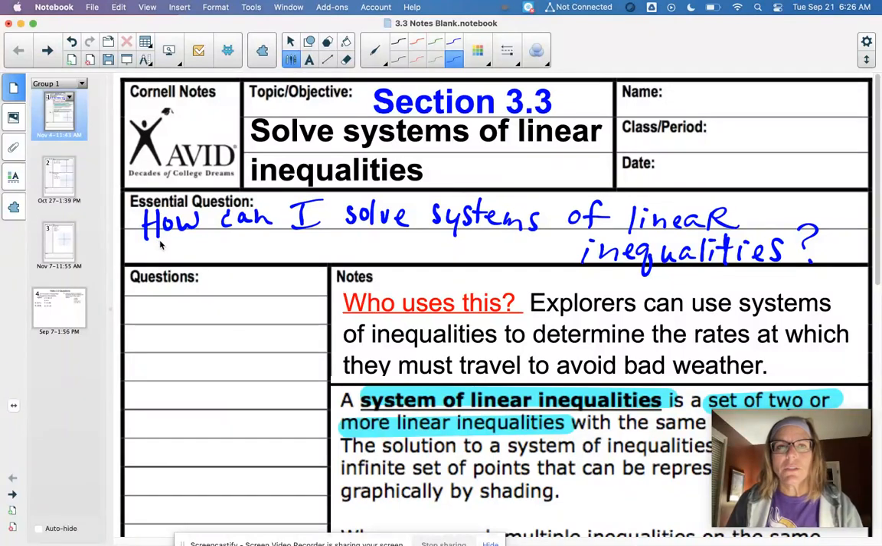Section 3.3, solve systems of linear inequalities. Essential question: how can I solve systems of linear inequalities? Please write that down.